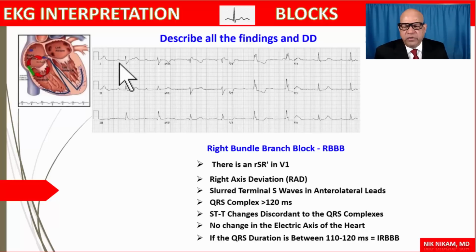Whenever we see P waves, and the QRS complexes are not marching along with the P waves, then you worry about high-grade AV block or maybe a complete heart block. So let's not jump to that right now. Let's start with the simple things.